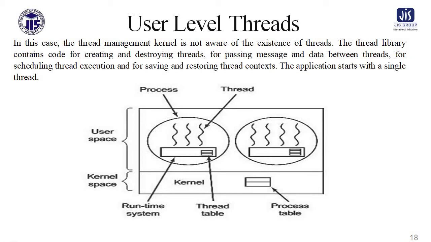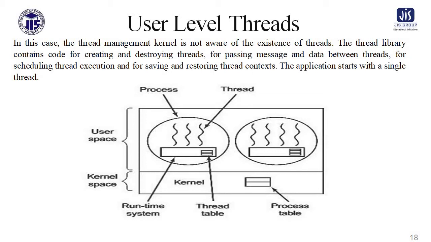So in this case, for thread management, the kernel is not aware of the existence of the threads. The thread library contains code for creating and destroying threads, for passing messages and data between threads, for scheduling thread execution, for saving and restoring thread context. The application starts with a single thread. Okay, so this is the diagram, remember, for user level thread.